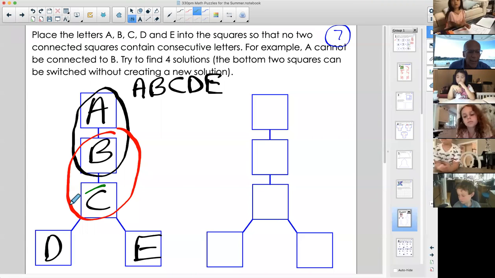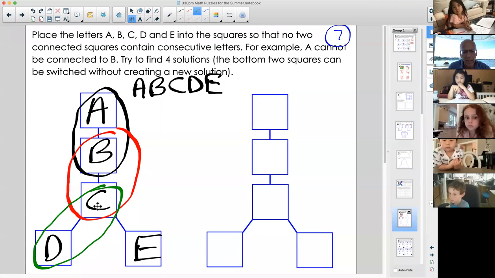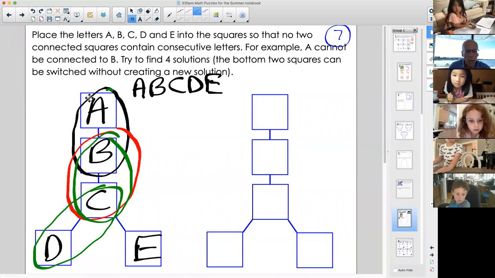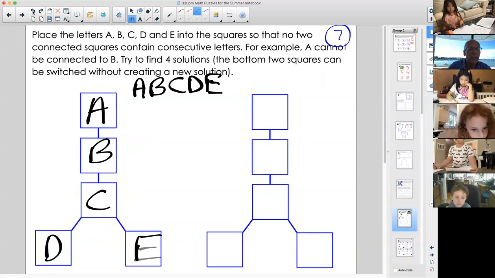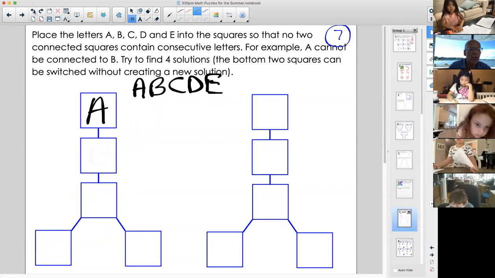Okay. You're not allowed to have C next to D. You're not allowed to have B next to C or A next to B. You are allowed to have C and E because they're not consecutive. They don't come one after the other. So let's see if you guys can solve this puzzle.